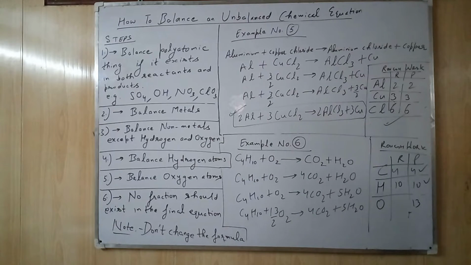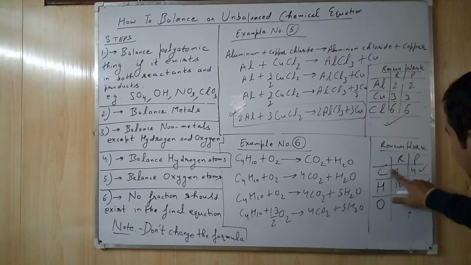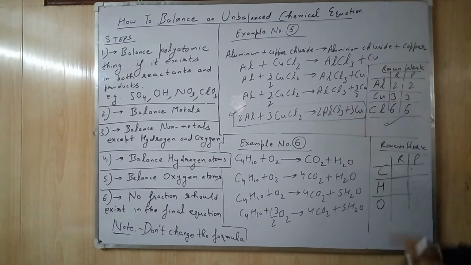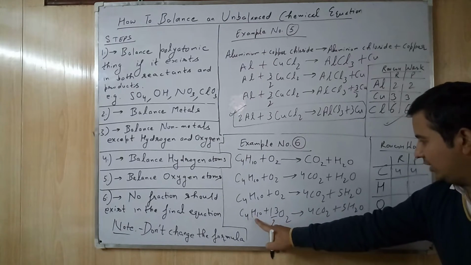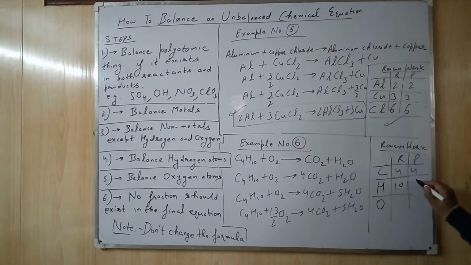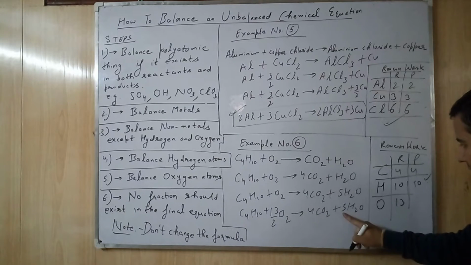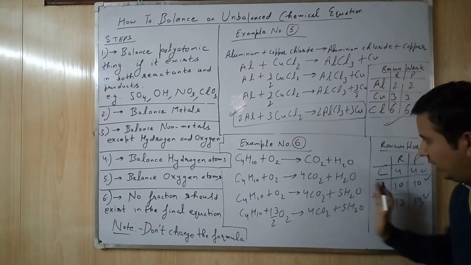Now what to do? Now we have to use this step? No, not yet. Firstly, again check the number of atoms. Sometimes balancing can change the atoms of the upper ones. So C, how many? 4. How many H? 10. So that's again fine, 5 into 2 is 10. Oxygen: 13 by 2 into 2 is 13, and here 4 into 2 is 8 plus 5 is 13. Yeah, now that's right. So now we can use this step.